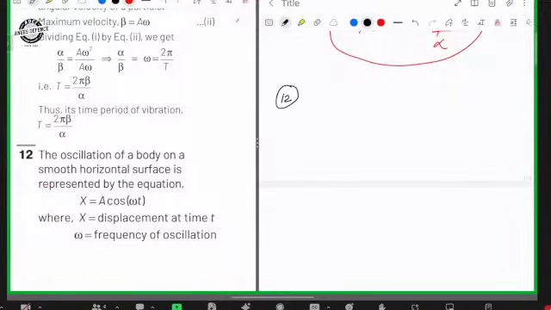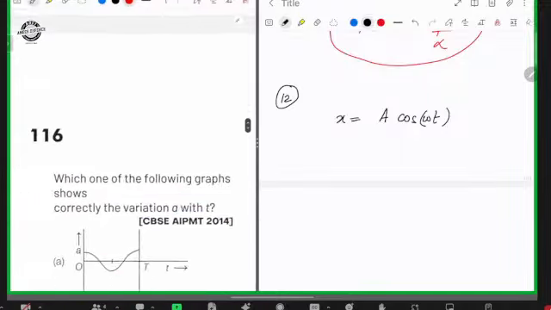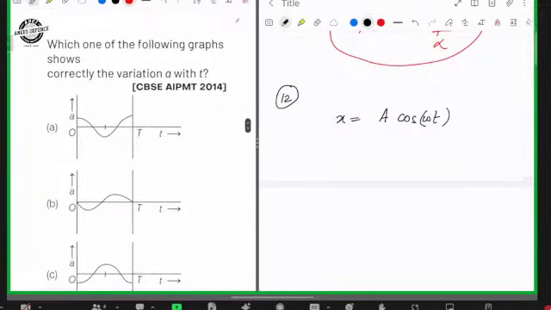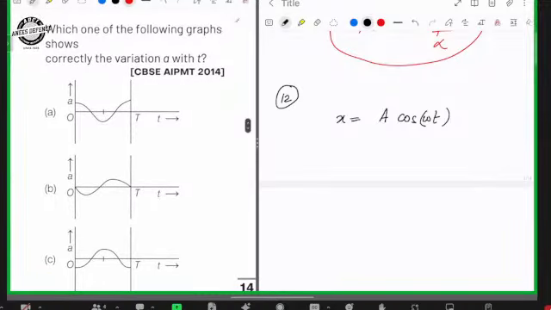The oscillation of a body on a smooth horizontal surface is represented by x. The equation for x is given: A cos omega t. Now x is displacement, omega is frequency of oscillation. Okay. What are they asked? Which one of the following graphs shows the correct variation of acceleration a with t? Now we need to find the acceleration. How to determine acceleration?